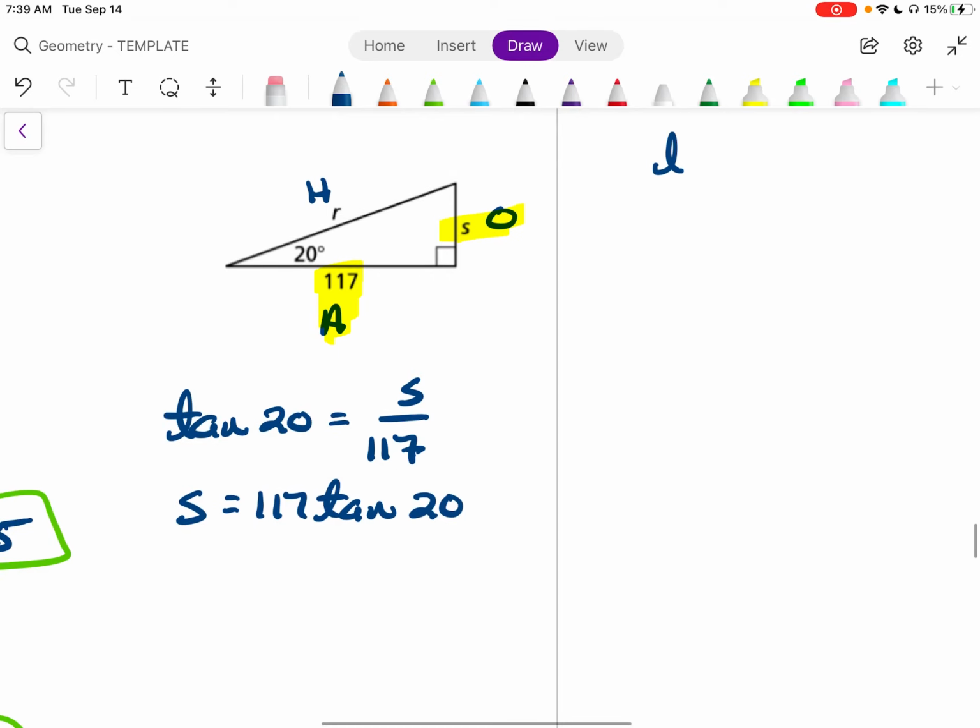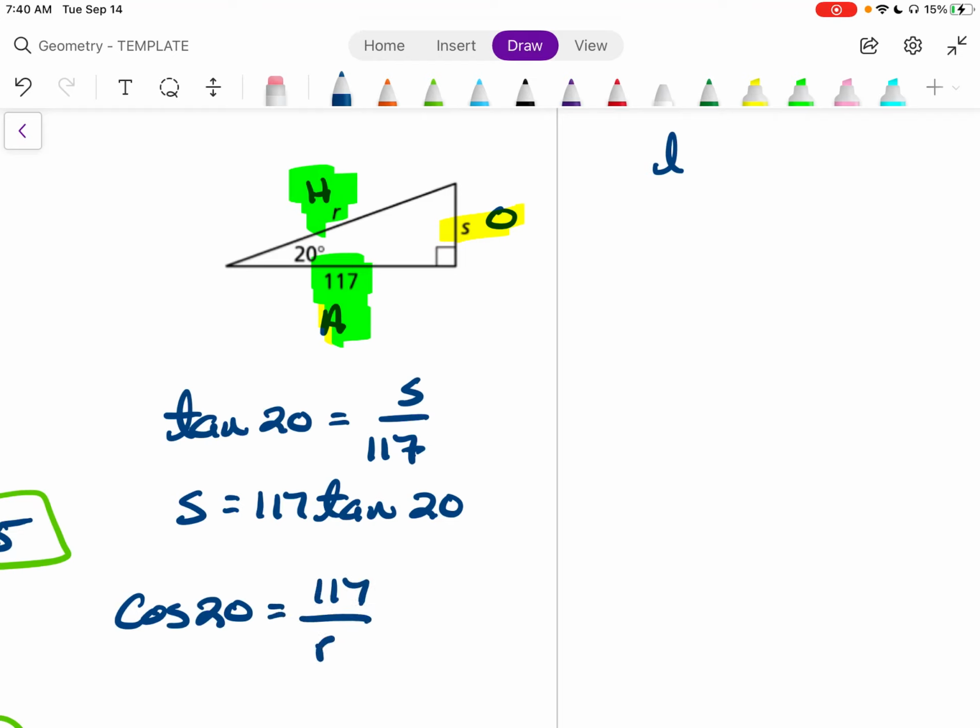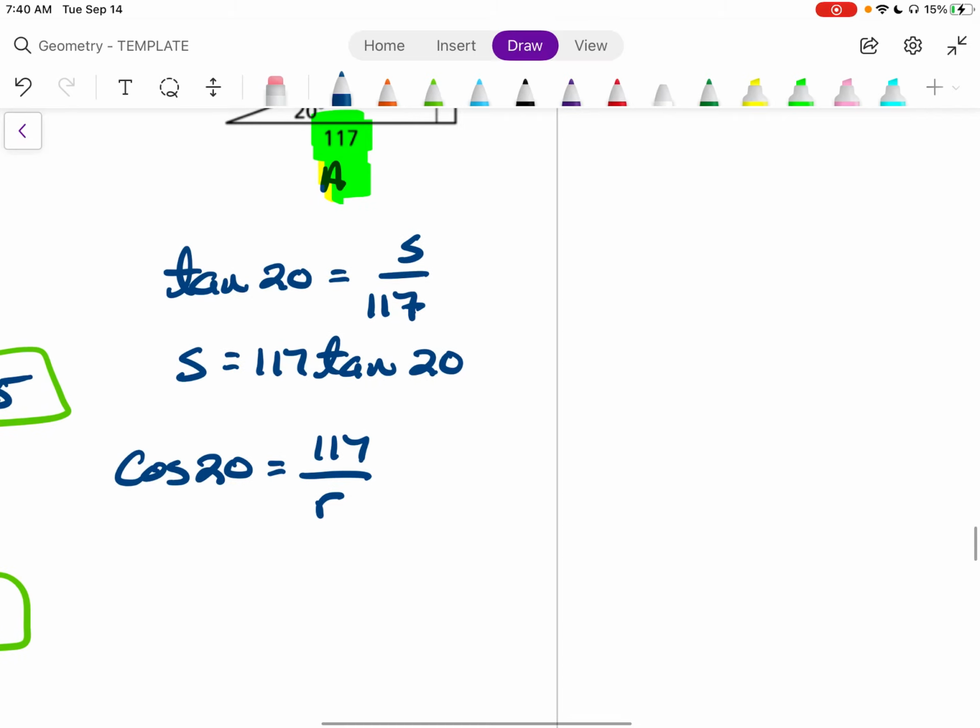And I'll type that in just a moment. Now we've got our unknown, our hypotenuse, and then we have our adjacent. Well, which one compares our adjacent and hypotenuse sides? That would be the cosine. So now we can say cosine of 20 is adjacent 117 over hypotenuse r. Solving for r there, I'm going to have r equals 117 over cosine of 20.